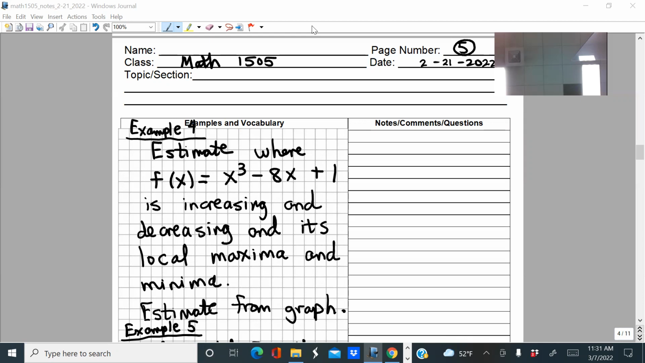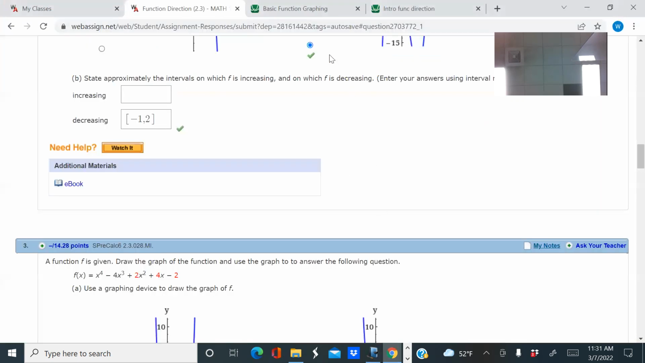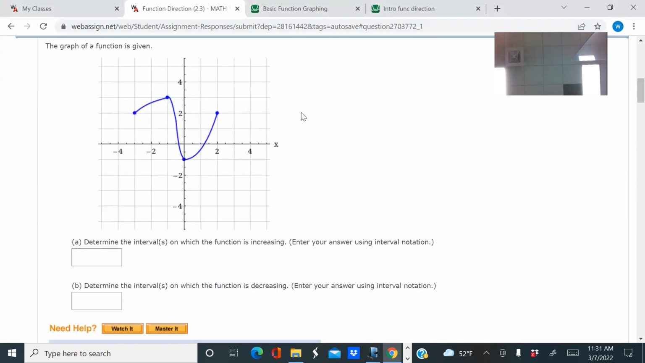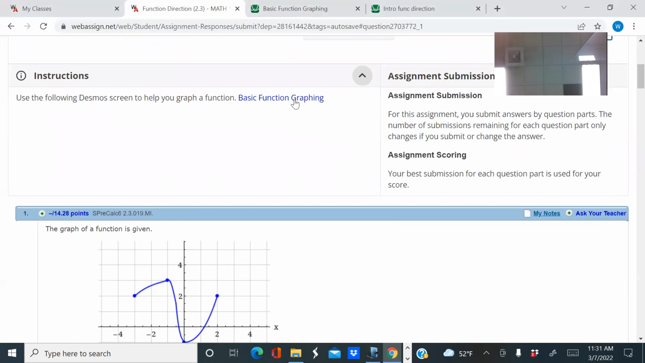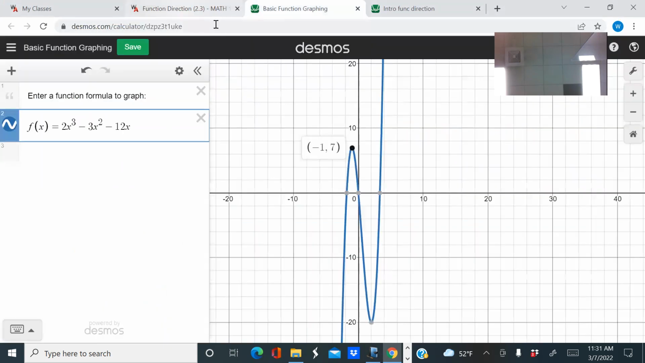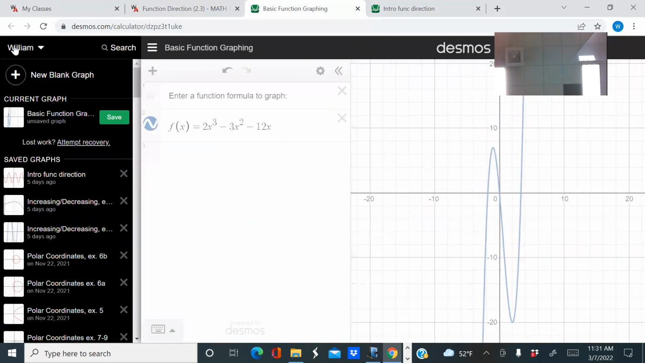But to do that efficiently, we'll have to use some sort of graphing device, right? So remember, in the homework, like I was showing you guys, in that function direction homework, at the top of the screen, you have a link to this screen that can help you make graphs, or you can try using your graphing calculator as well, to build a graph of that. I think I have a graph of this one already drawn, however.